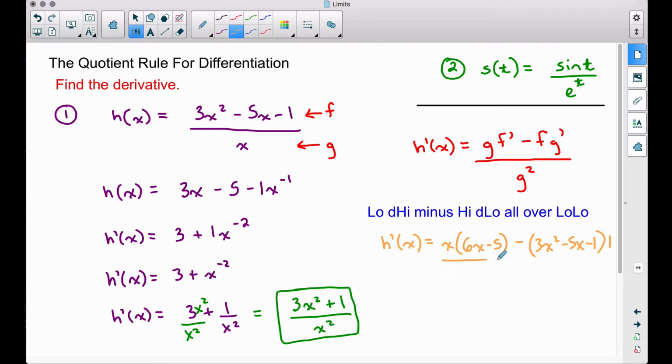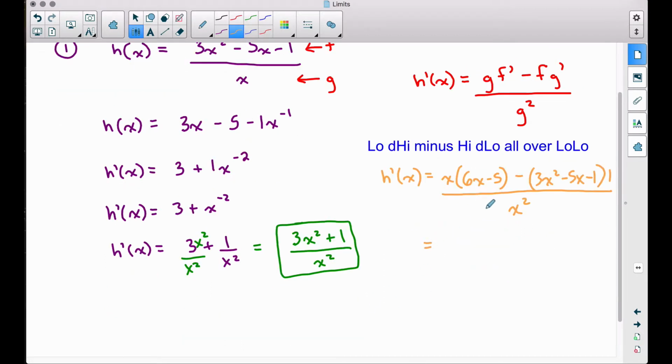And then we put this all over low, which is going to be all over the bottom squared, so all over x squared. Now, if we simplify this down, we should get this right here. So doing a little bit of algebra, we get 6x squared up top, distributing the x to here, and now distributing there, minus 5x. This 1 times this stuff is not going to change it, but watch out for that minus. So we have minus 3x squared plus 5x and a plus 1.